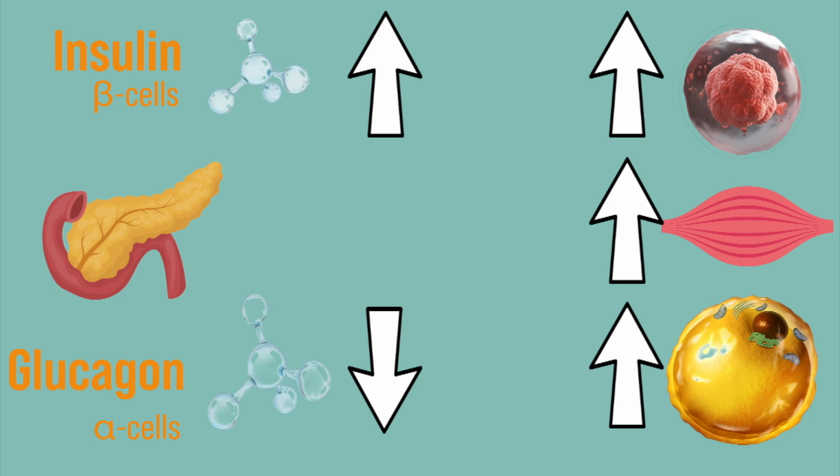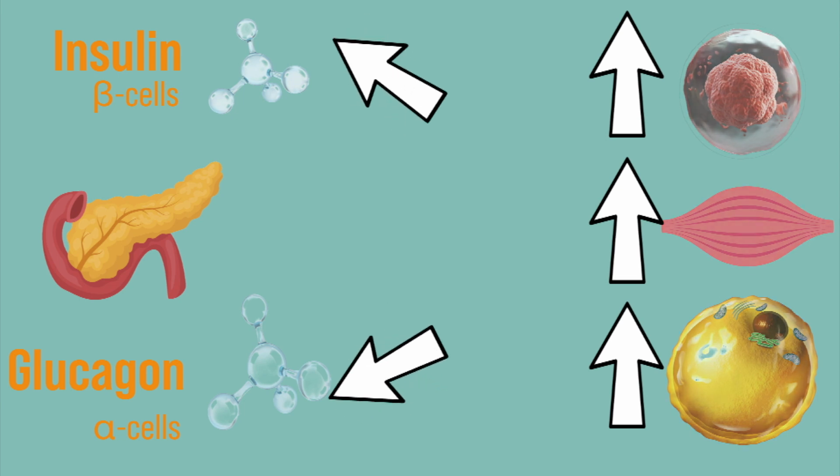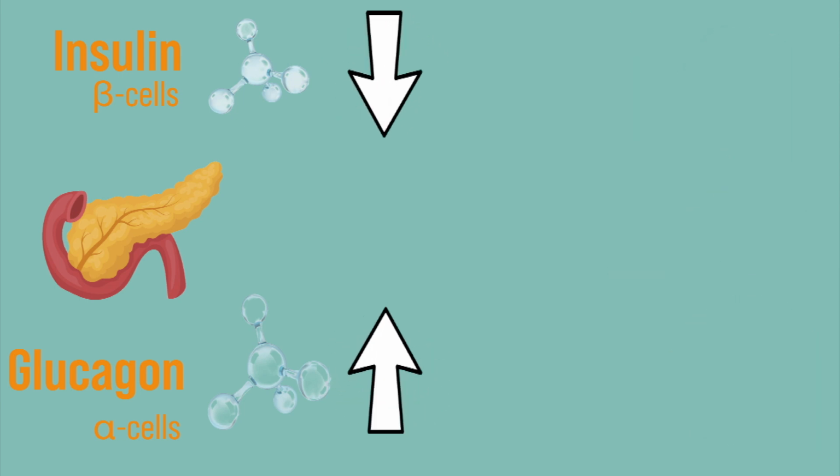Gluconeogenesis decreases, and glucagon, which is a counter hormone for insulin, decreases itself. In periods of starvation, glucagon is released and does the exact opposite of what insulin does. It increases glucose levels by promoting glycogenolysis, increasing gluconeogenesis, and lipolysis.